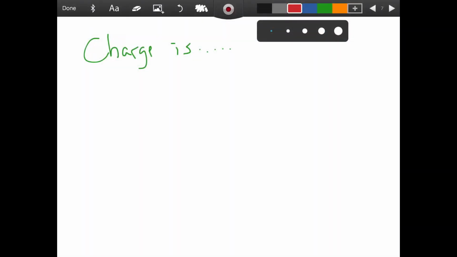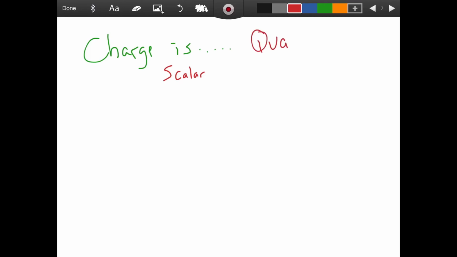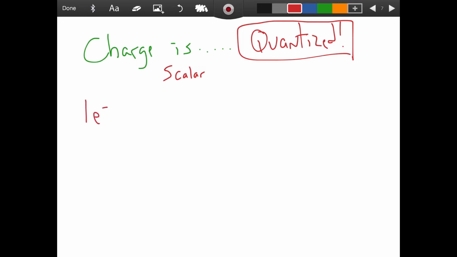Charge is not only a scalar, but charge is quantized, which is very, very important to know for this unit. So charge is quantized. And what does that mean? That means that there can only be discrete packets, or a certain number of electrons, or a certain charge. So we can have one electron, we can have two electrons, we can have three electrons. We cannot have 1.6 electrons.